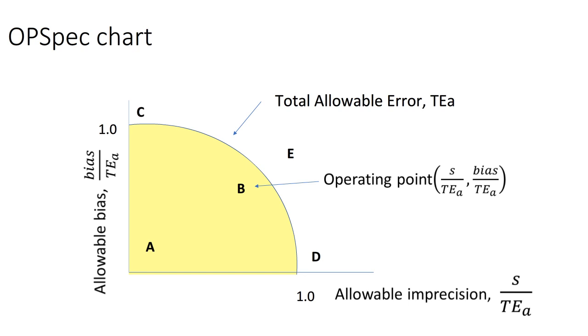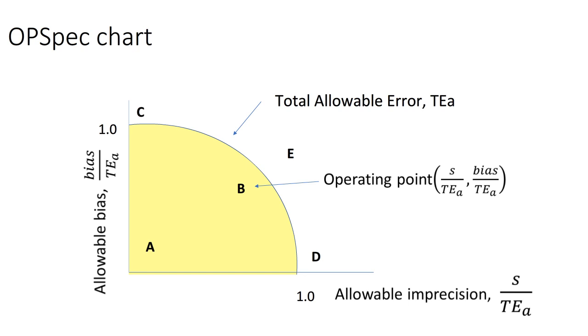The plane shows all combinations of bias and imprecision that a process could possibly have. You might call this the operating plane. And you can plot your current state on this graph if you know your imprecision, bias, and total allowable error. And we call that the operating point. Any operating point within the circle has an acceptable error because its combination of imprecision and bias is below the total allowable error. Operating point A is really good.